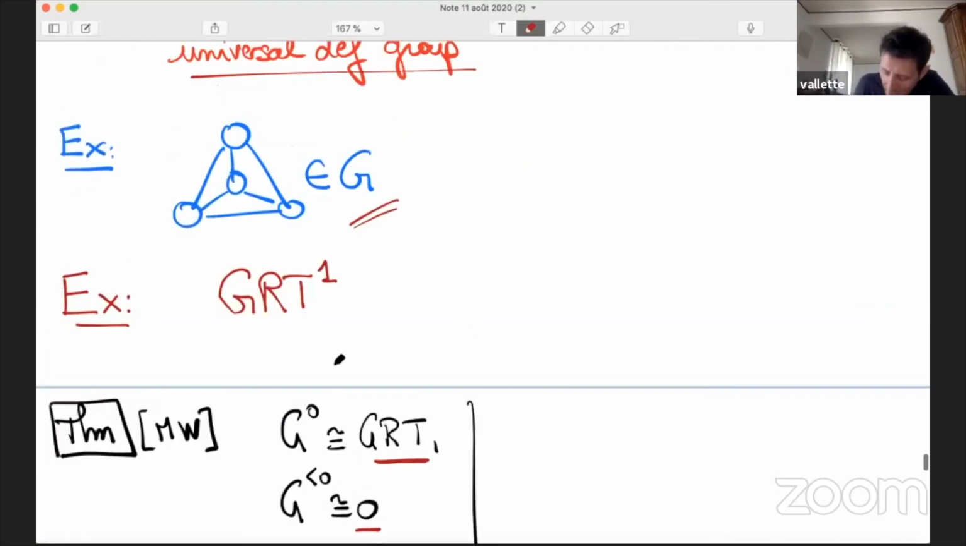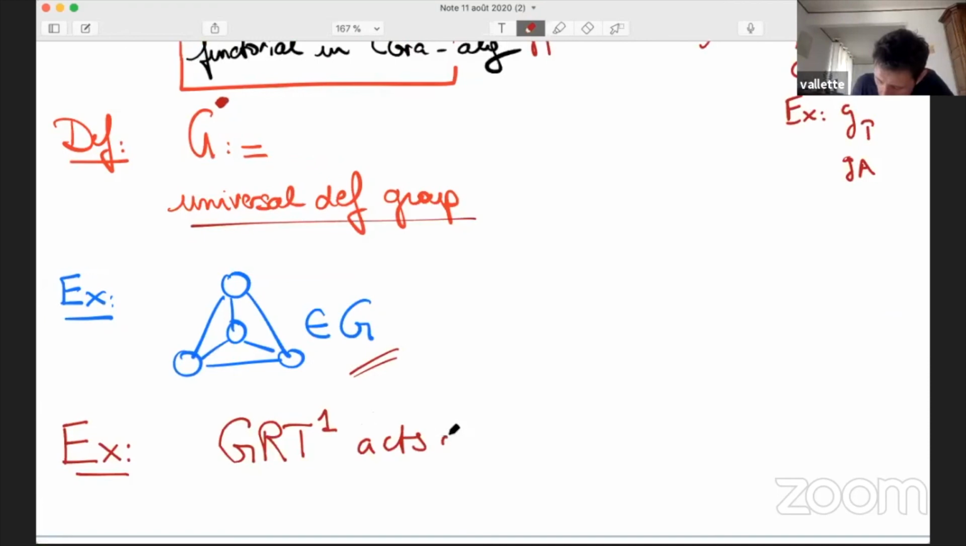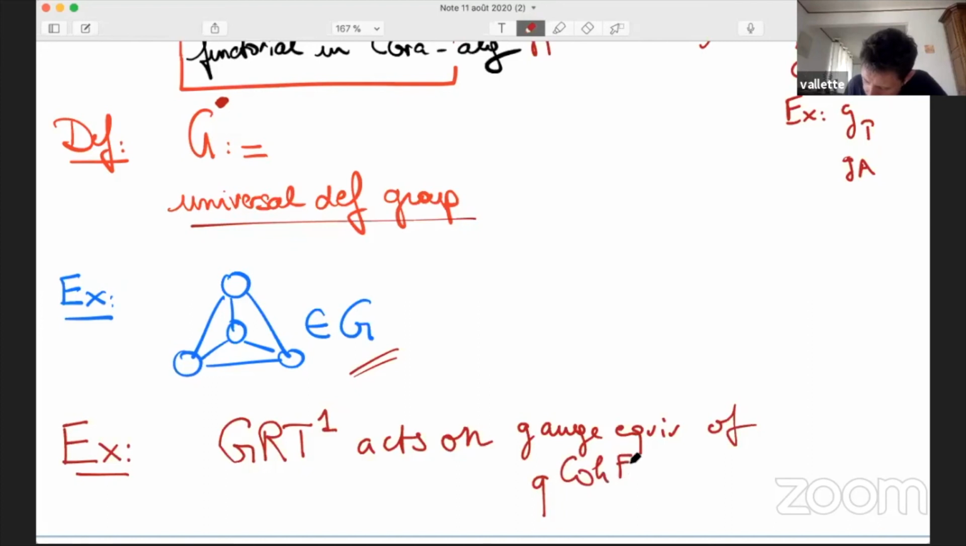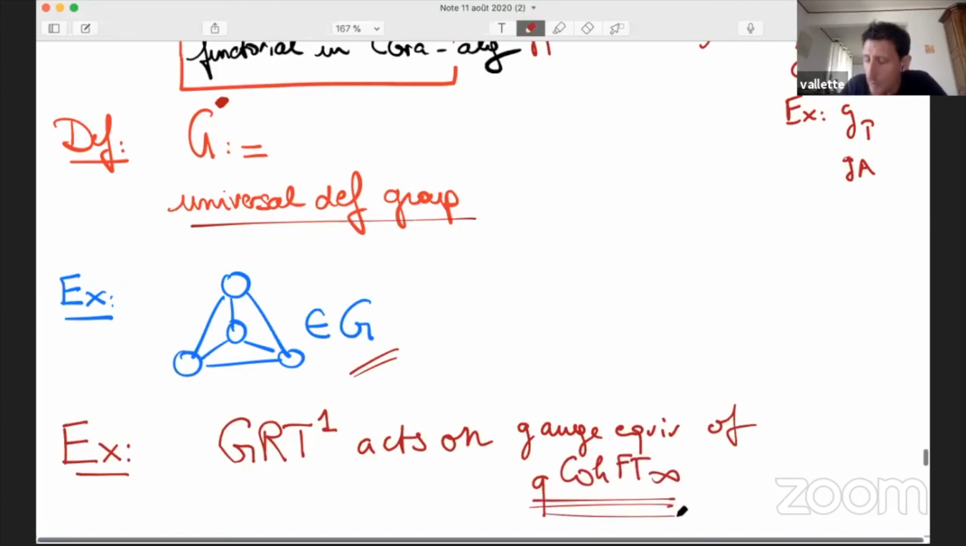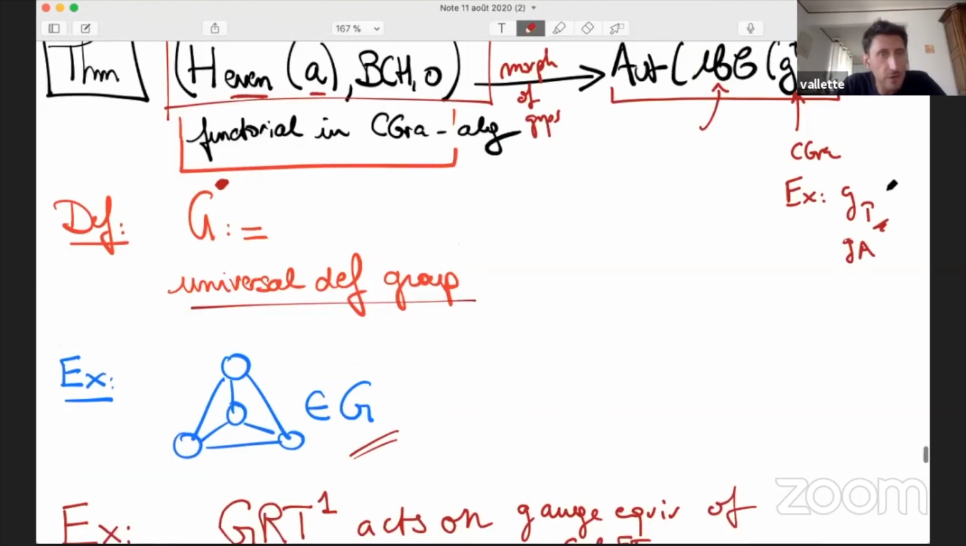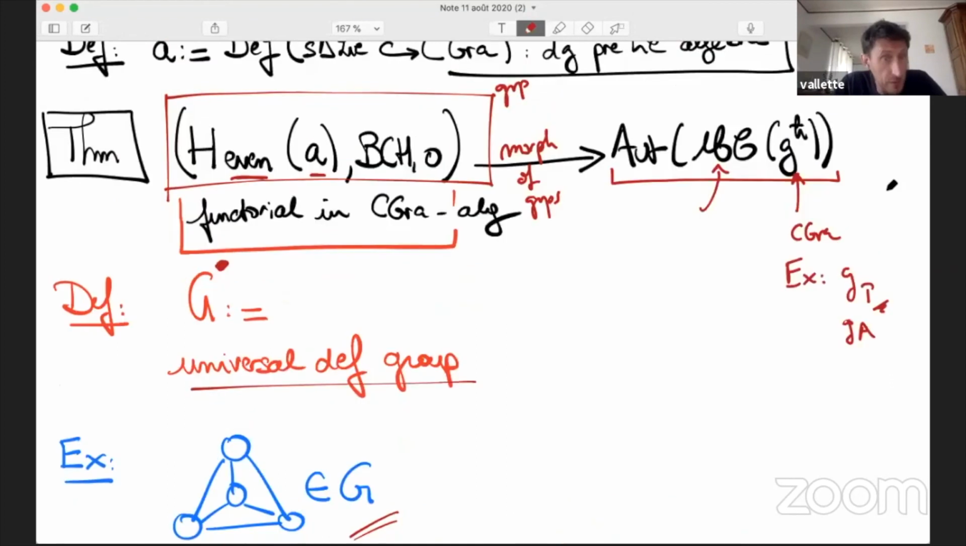So GRT1 acts on the gauge equivalence classes of quantum homotopy coefficient theories. But this holds in general for morphisms of any modular operads. Okay, and this action is universal, is functorial, and is given by universal formulas.